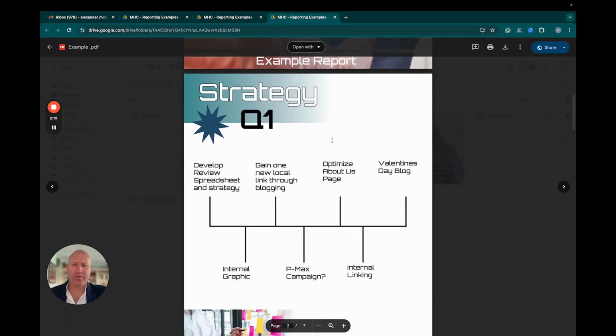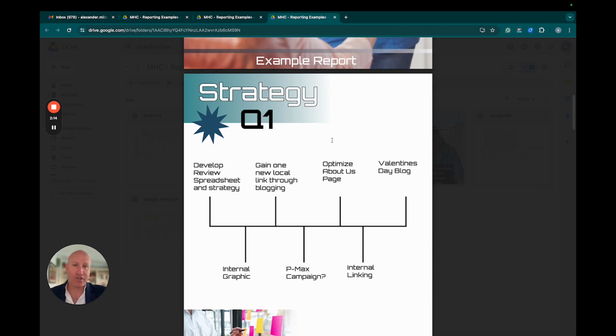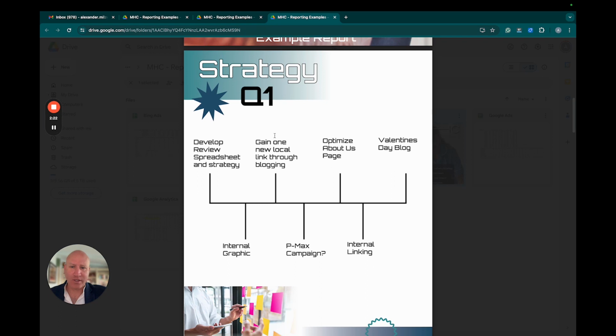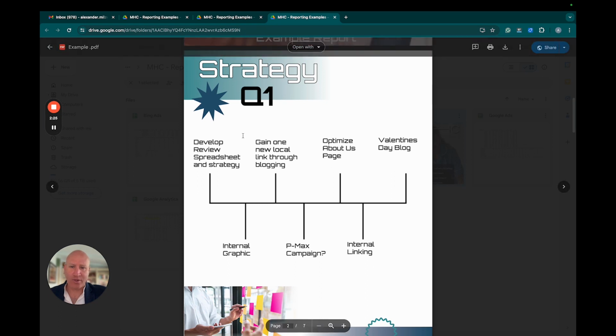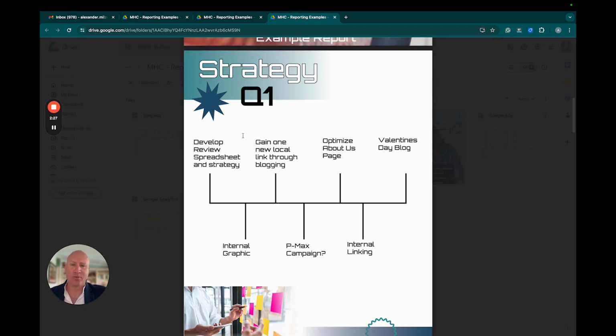So we always include strategy every quarter, and we come up with strategy with our clients to ensure that we're staying on track and moving the needle the way that we should. So here's an example strategy. A lot of things could be included, but these are just some things that I put on the report as examples. So develop a review spreadsheet and strategy.